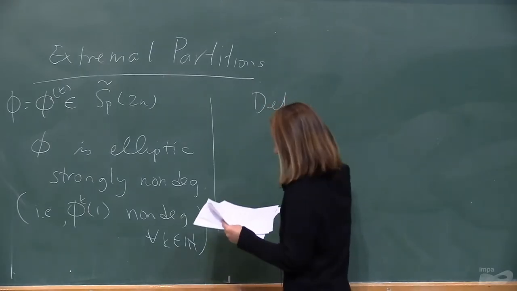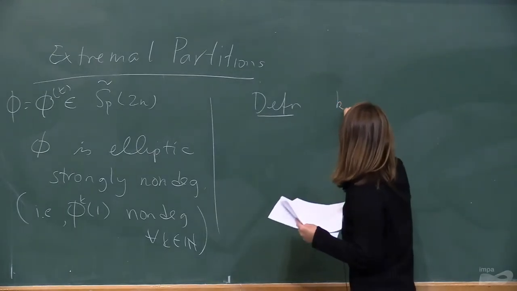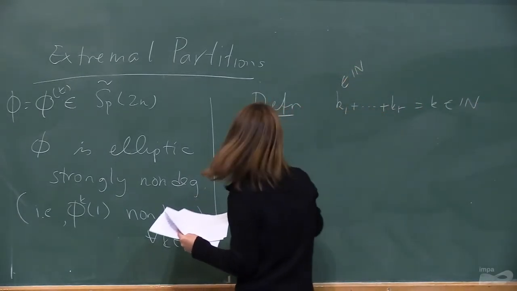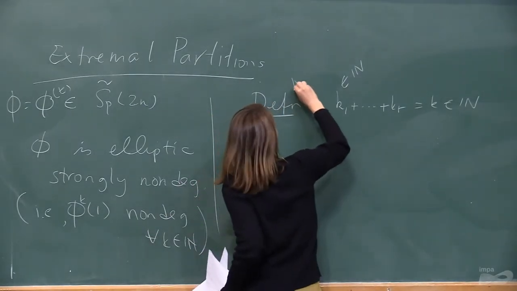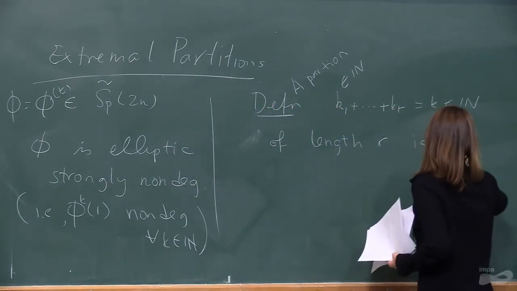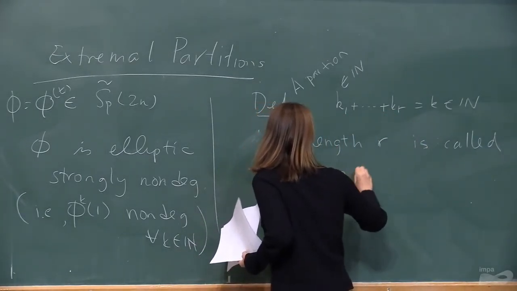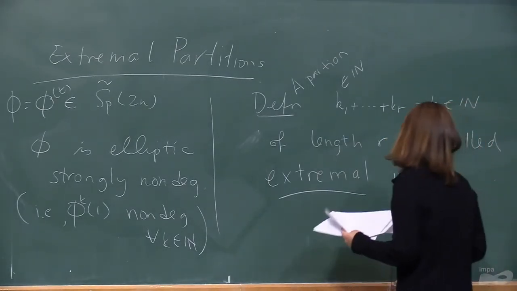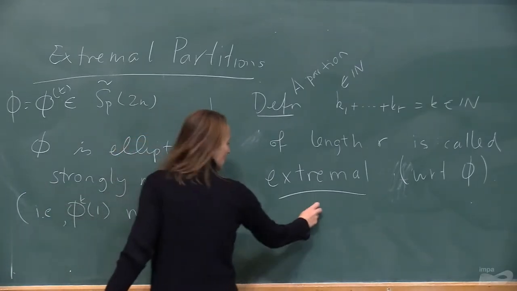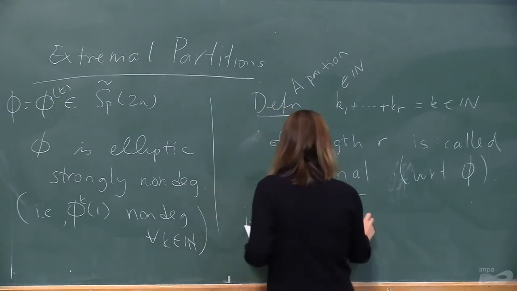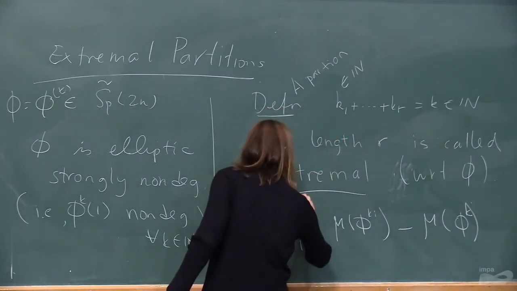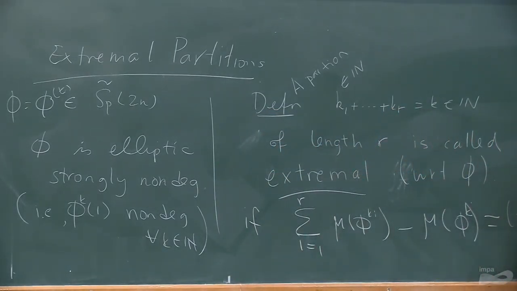Okay, so extremal partition, definition. An unordered partition k_1, ..., k_r of k in the natural numbers, the k_i's are all natural numbers. I'll call this a length r extremal partition, with respect to whatever symplectic map you have, if the following thing is true, so it's going to make this thing zero. So I want to look at the sum minus this.